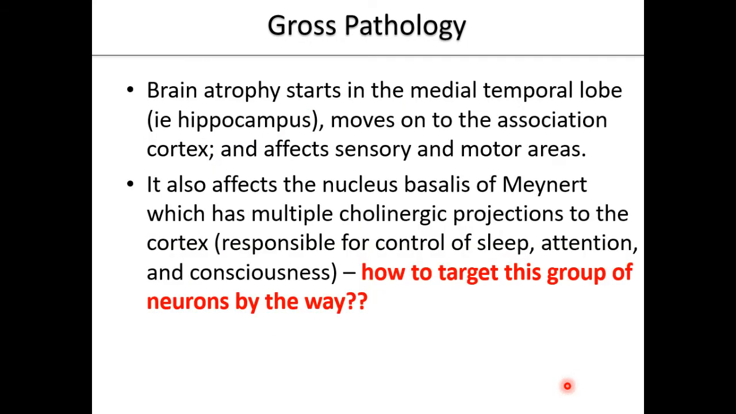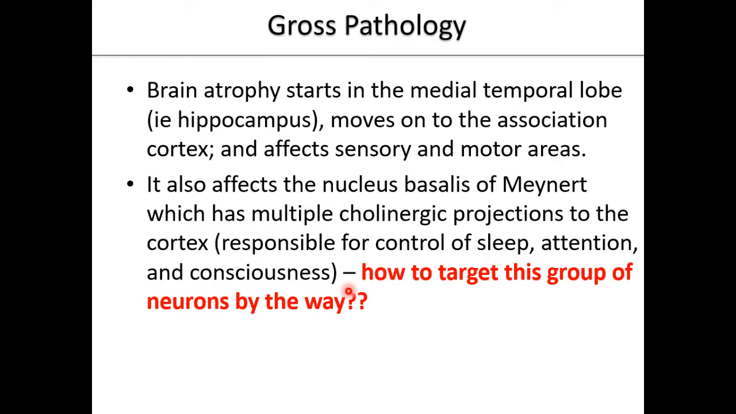This brain atrophy is believed, in many cases but not all, to start off in the medial temporal lobe, specifically within the hippocampus, and then spread from there into other areas like the association cortex. It will also affect the sensory and motor areas of the cortex. It also starts to affect, as I mentioned earlier, the nucleus basalis of Meynert, which is a cholinergic projection found on the base or the bottom of your brain. This projection is thought to be really important for controlling sleep, attention and consciousness.